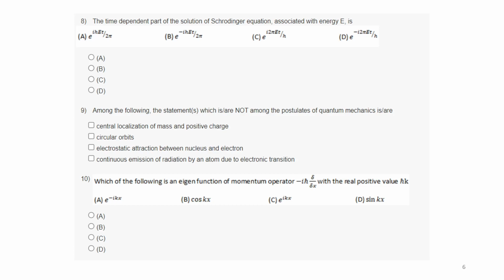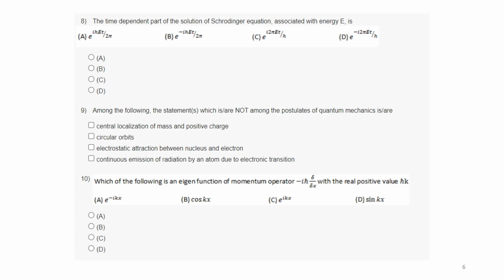Bohr took it, actually not directly from quantum mechanics, he did not use quantum mechanics, but he used bits of classical mechanics and bits of other things. And what is next? Electrostatic attraction between nucleus and electron. This is again given by Rutherford. Continuous emission of radiation by an atom due to electronic transition. That is also Bohr. Continuous emission, this is also Rutherford.